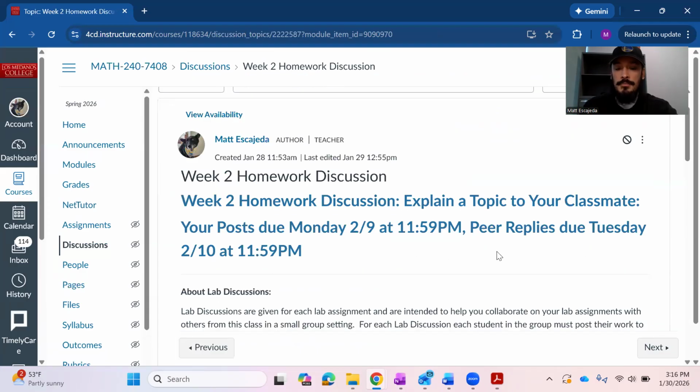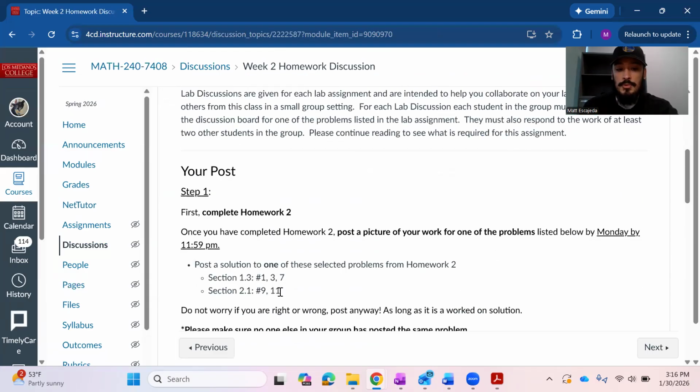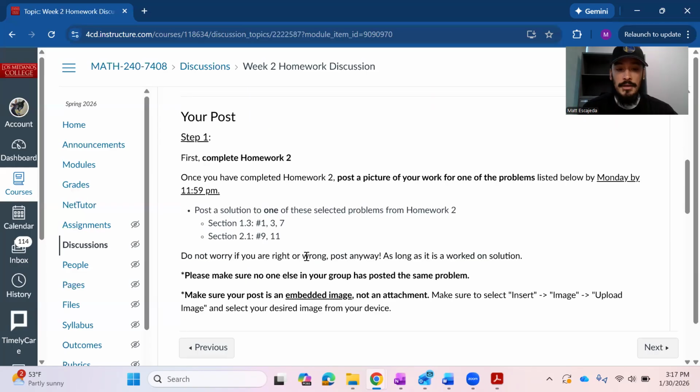That would be due Monday the 9th, and your peer replies are due the 10th. You need to post one problem from these selected homework problems from section 1.3 and 2.1. You can only post 1, 3, and 7 from section 1.3 and only 9 and 11 from section 2.1. Make sure no one's duplicating posts, one person per problem, okay?